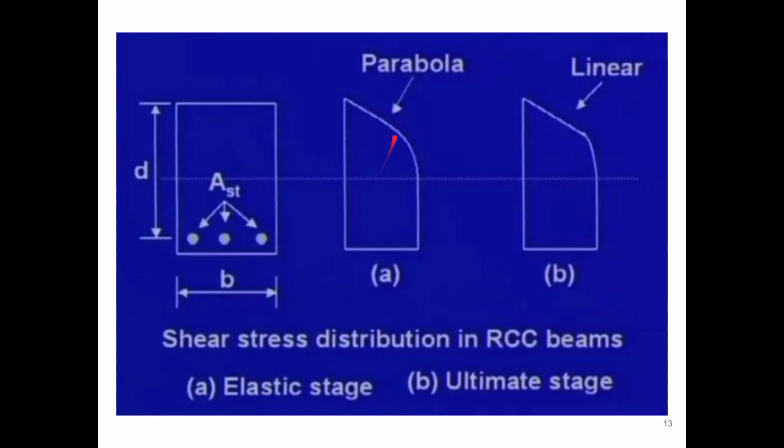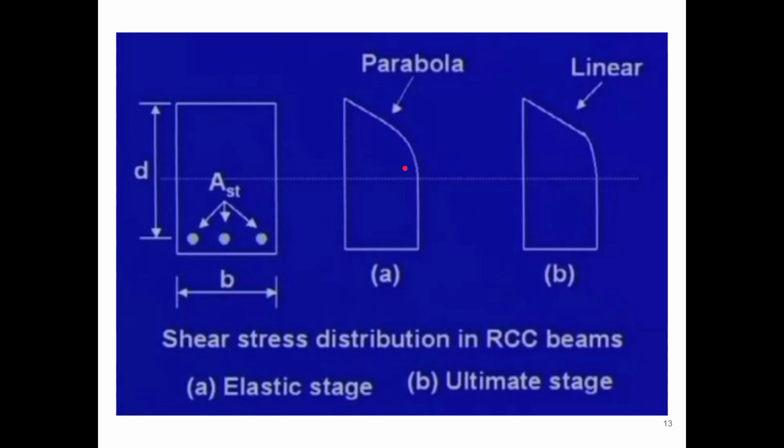I think you have gone through this in the strength of materials class or solid mechanics class. How is the distribution of shear? How is the distribution of bending? So bending is something like this, right? And shear is something like this. That is mostly for the elastic stage. In the ultimate stage, it will be linear.